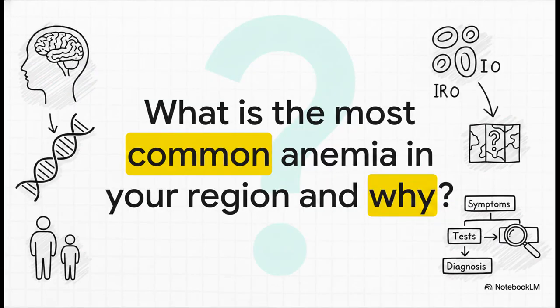That's it. So, I'll leave you with a final thought to ponder. Using this exact framework, think about the population where you practice. What are the common nutritional issues or genetic factors? Which type of anemia are you most likely to see? And how would you use these steps to prove it?